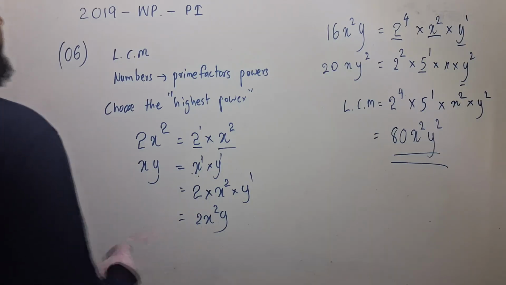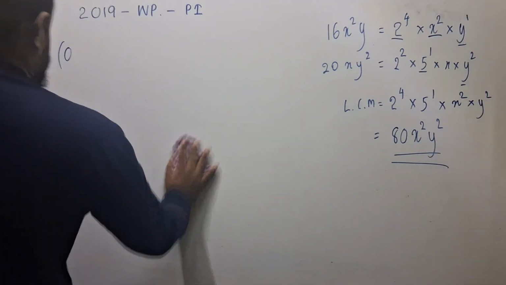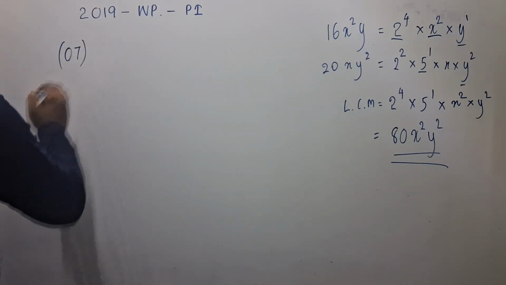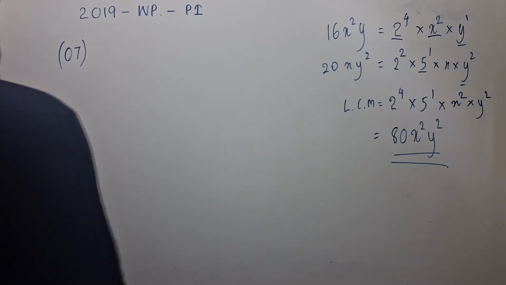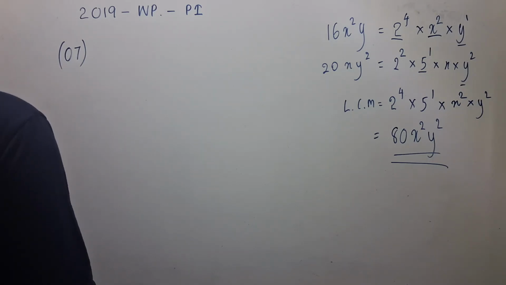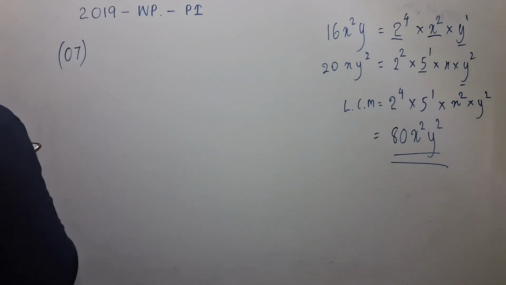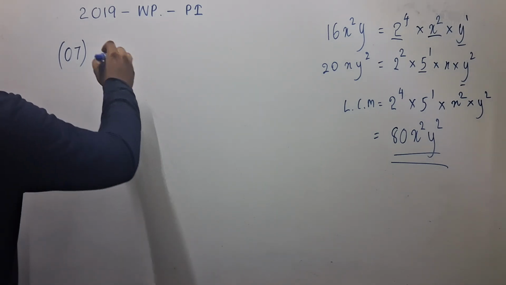Question number 7. Kamal gave 64,000 at a monthly simple interest rate of 2%. Calculate the interest Kamal received after 5 months. Simple interest is easy to do. You just have to multiply.